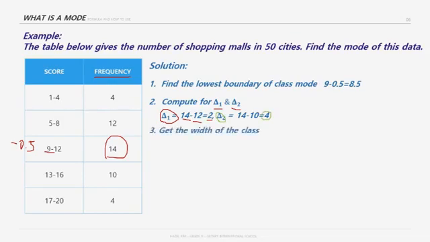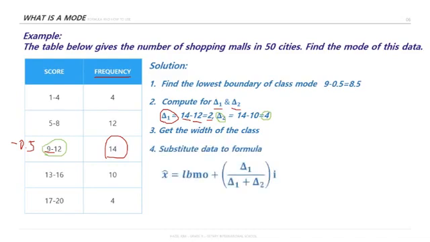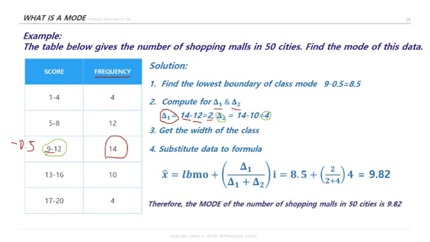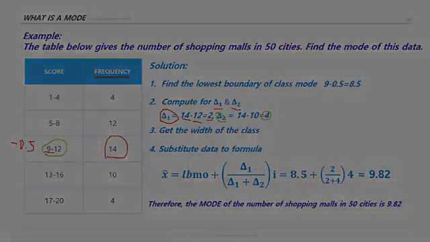Third, get the width of the class. So the class mode, where's the highest frequency? As you count the numbers, 9, 10, 11, and 12, there are 4 numbers. So the width will be 4. Lastly, as you substitute the data into the formula, you can solve it. Therefore, the mode of the number of shopping malls in 50 cities is 9.82.